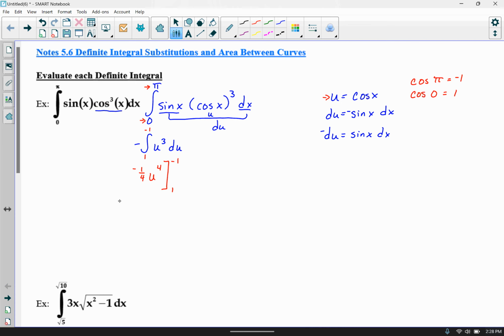So now I'm going to first plug in -1. So I have -1/4, and plugging in for u is -1 to the 4th power. So I plugged in my upper bound, minus, plug in your lower bound. So -1/4, lower bound's 1, raised to the 4th power.